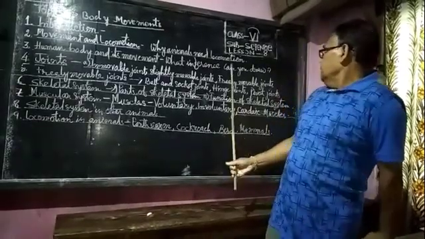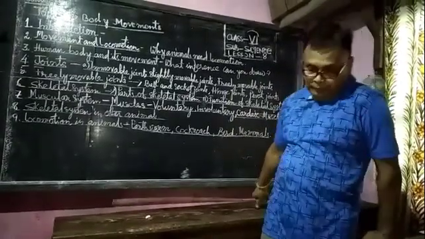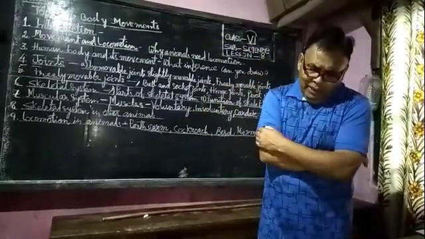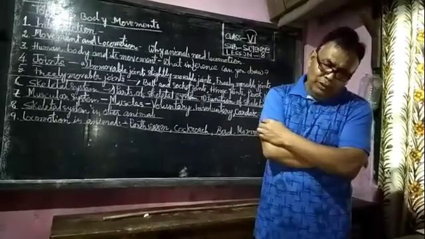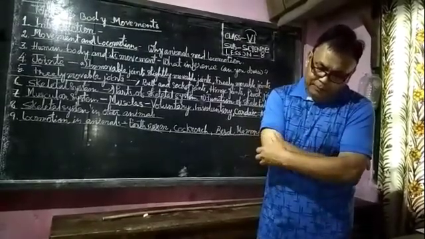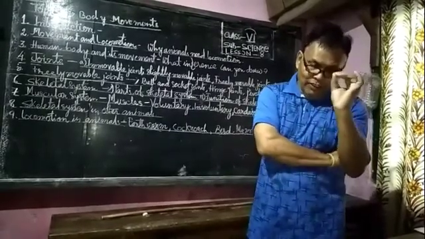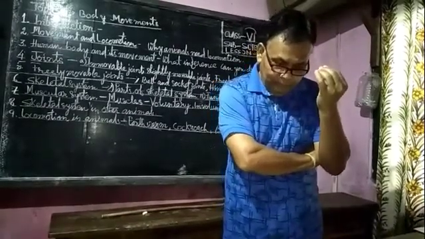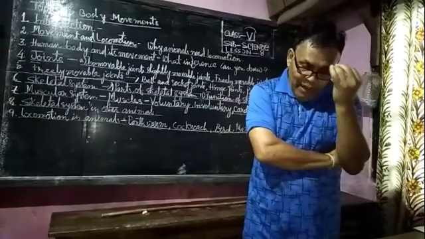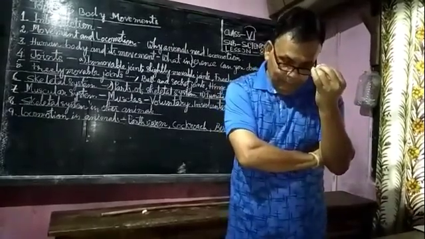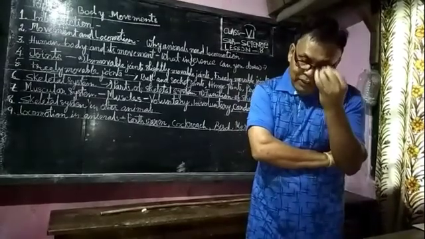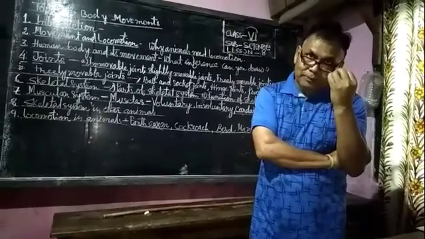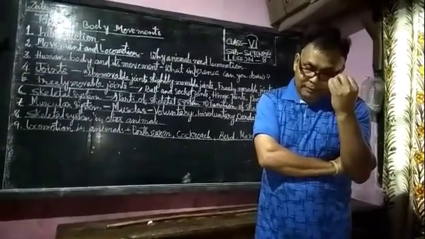Our next point is freely movable joint. These joints allow free movement of bones in various directions. Such joints are formed by the contact of articular surfaces of the adjoining bones, which are covered with a thin layer of cartilage. See the picture.